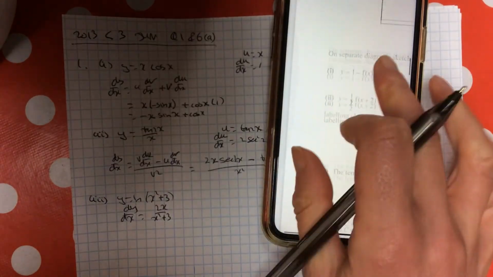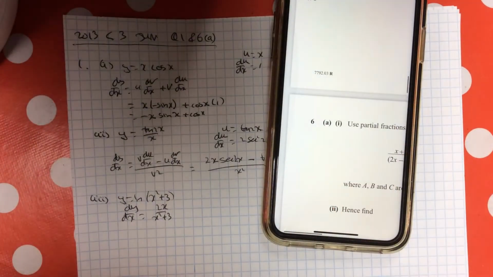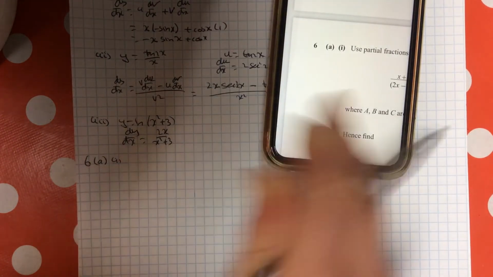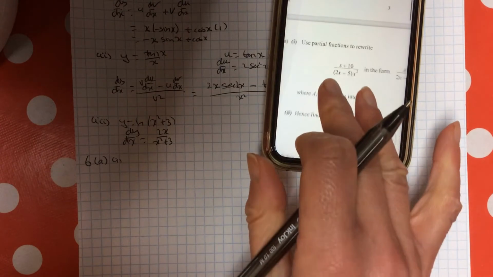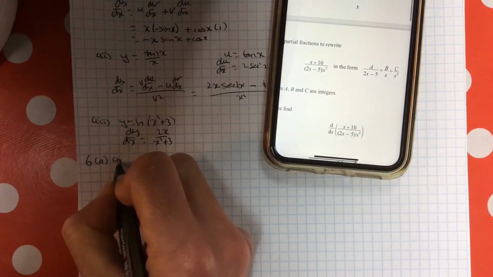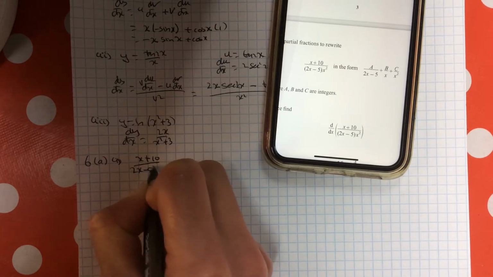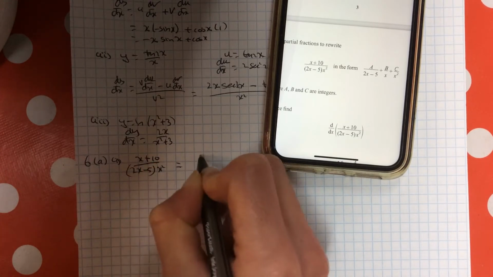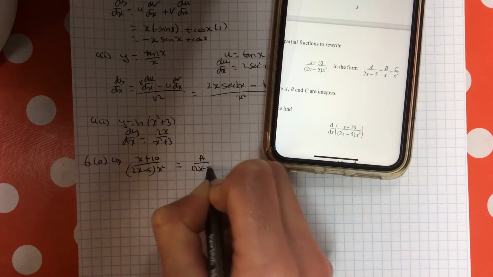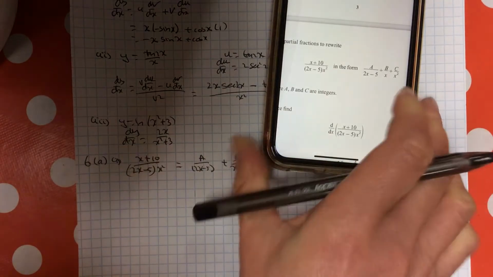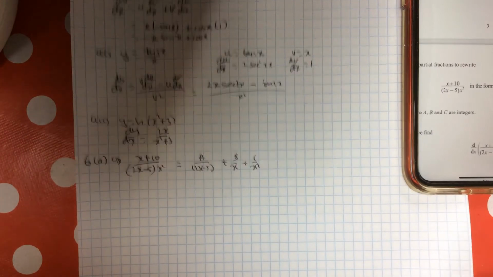Got to do question 6a now. So 6a has got partial fractions in it. It says use partial fractions to rewrite this in the form: x plus 10 over 2x minus 5 x squared equals A over 2x minus 5 plus B over x plus C over x squared. So let's get our top line.